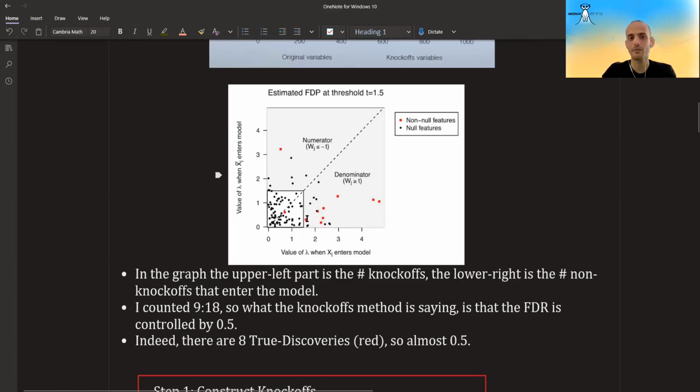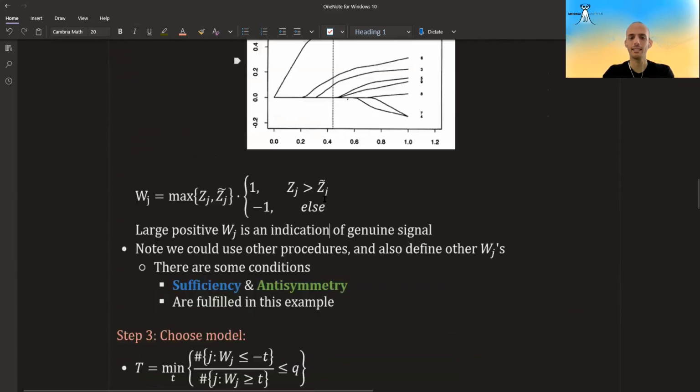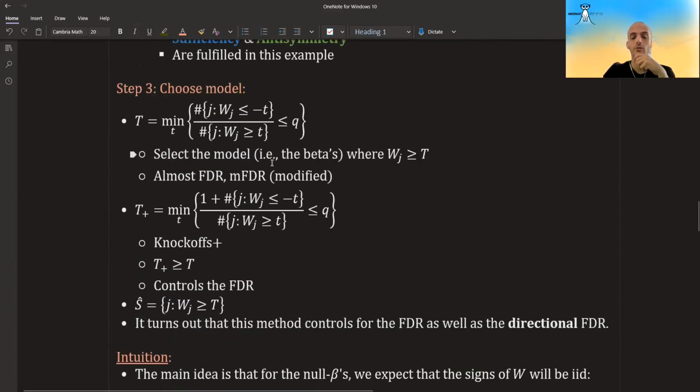In this case, it's 0.5, so it's not very good, but maybe if we take it more down, it's better. Maybe in this example, we have to take it even more up. But this is basically what it does. And this controls almost for the FDR. This controls for what they call the modified FDR.